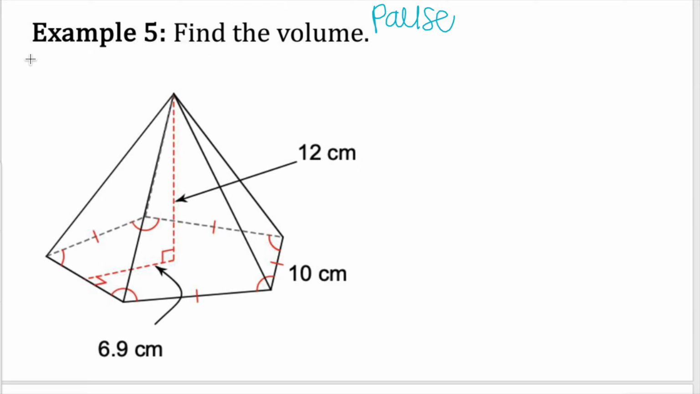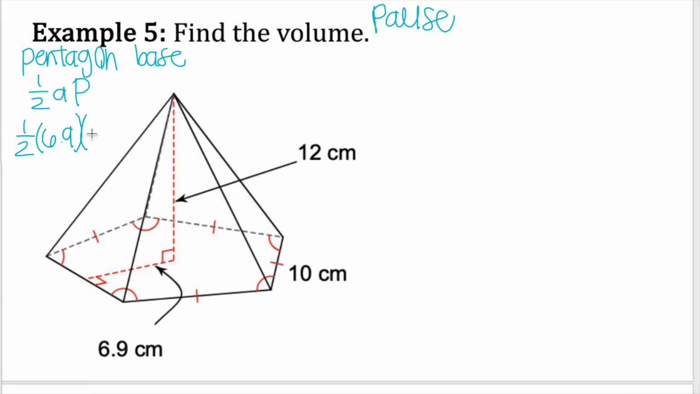All right, so area of the base. This is a pentagon base. So I'm going to use the formula that I have for area of a pentagon, 1/2 times the apothem times perimeter. And I have all 3 of those things, or 2 of those things. So 1/2, the apothem is 6.9. And then the perimeter is 10 side lengths times 5, so times by 50. So we'll take 1/2 times 6.9 times 50. The area of my base is 172.5 square centimeters.